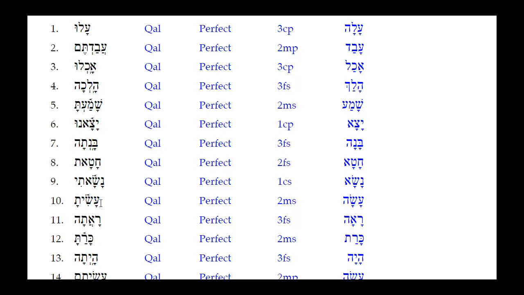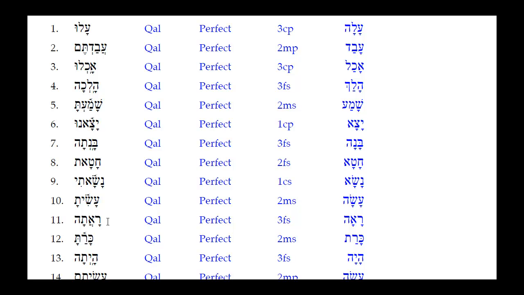We would parse this as a Qal stem, perfect tense, second masculine singular from asa. You did, or you made. So as we said before, the hirik yod is the diagnostic indicator to tell us that this is a third hay verb here.